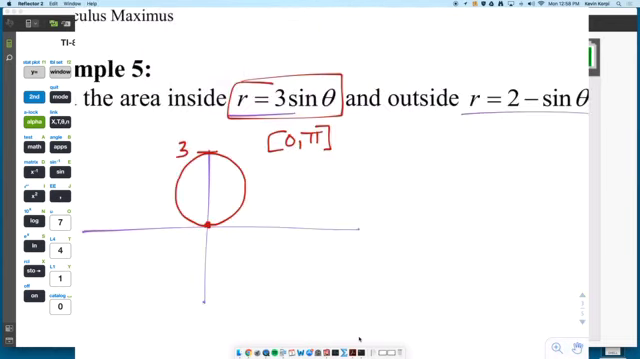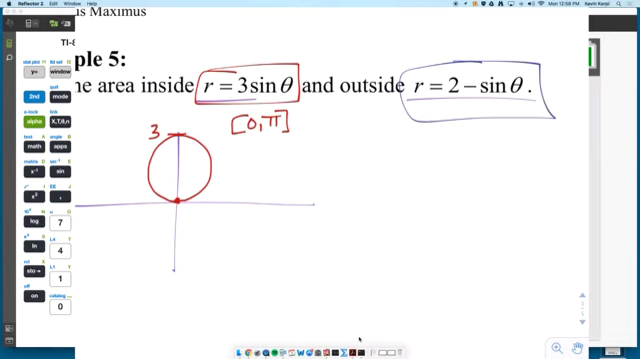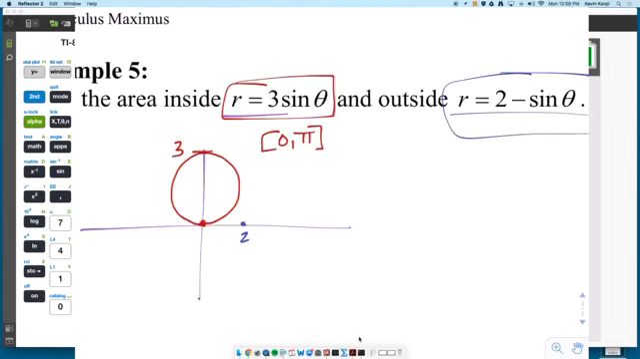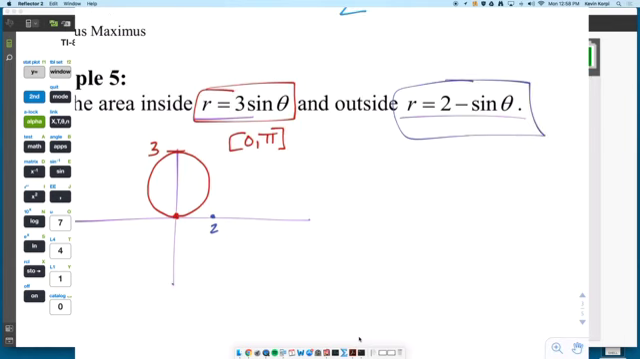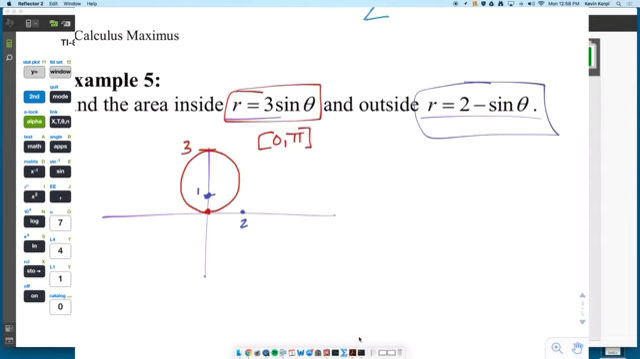The second one is going to end up being a what? This one ends up being that dimpled limaçon. But again, if you're not sure, just pick your quadrantal angles. When you plug in a 0, sine of 0 is 0, you end up with 2. So you start there at 2. At pi halves, you end up with 2 minus 1, which is 1. So it's right there. Over at pi, you're back at 2 again.